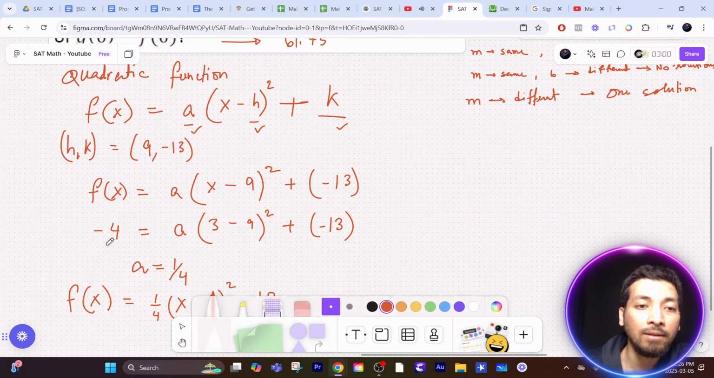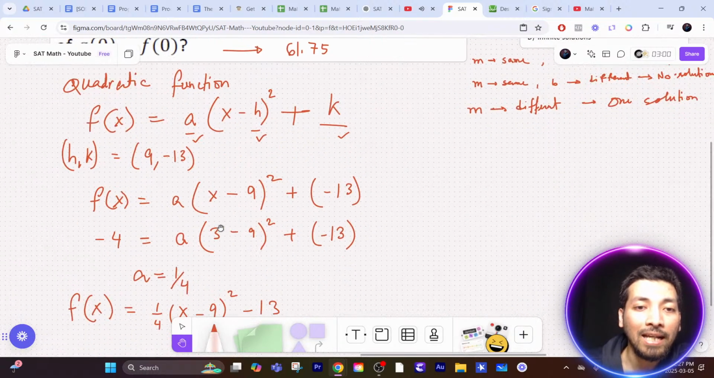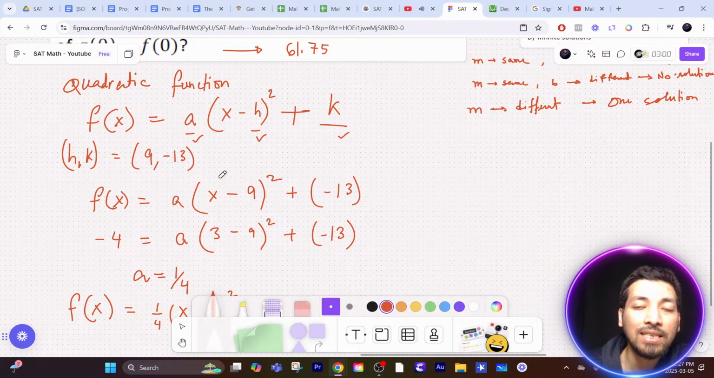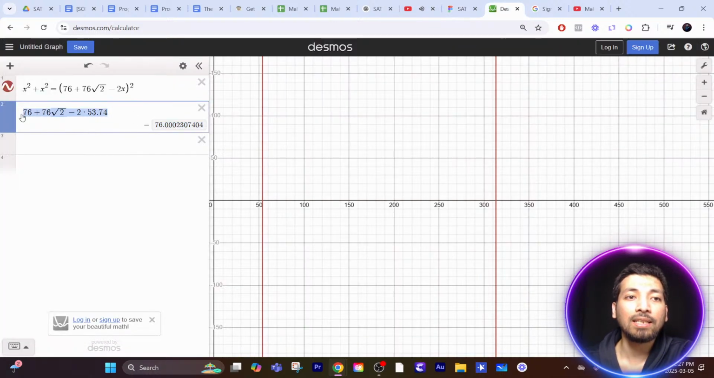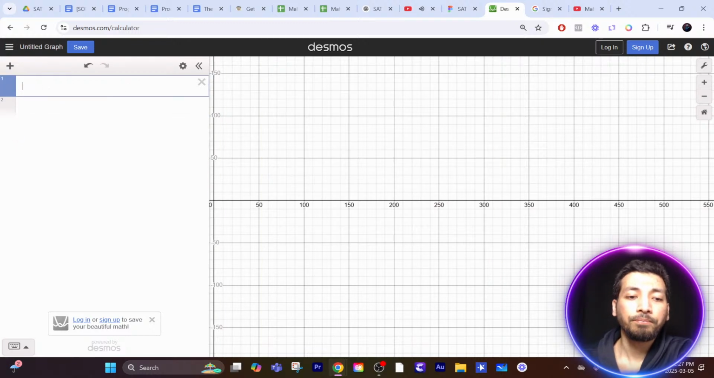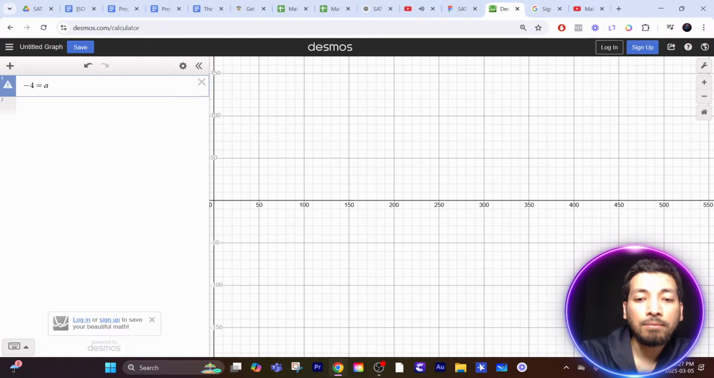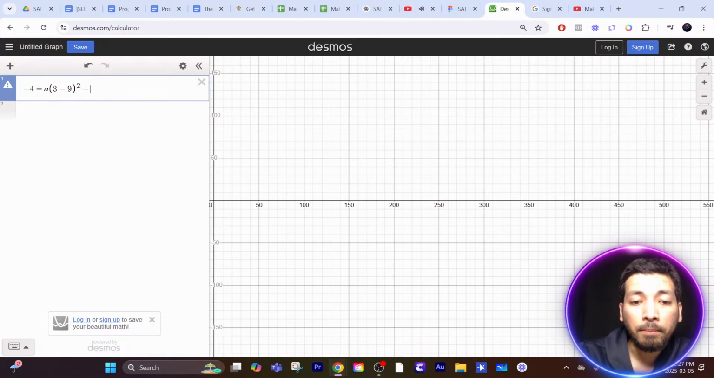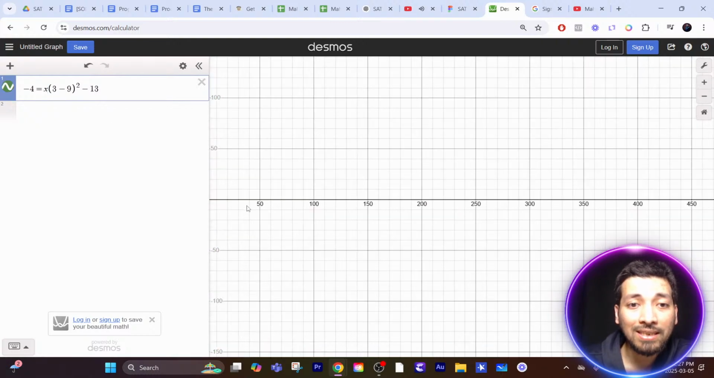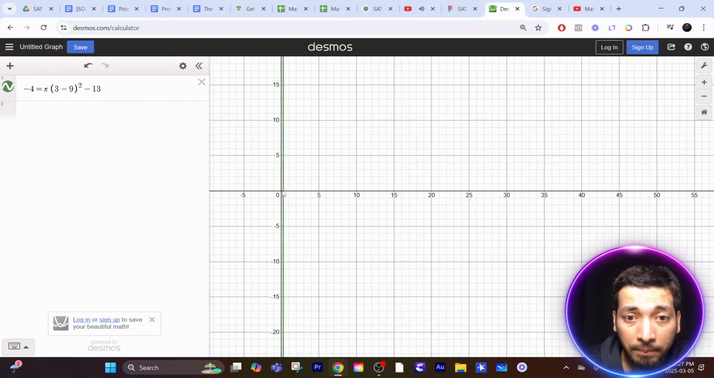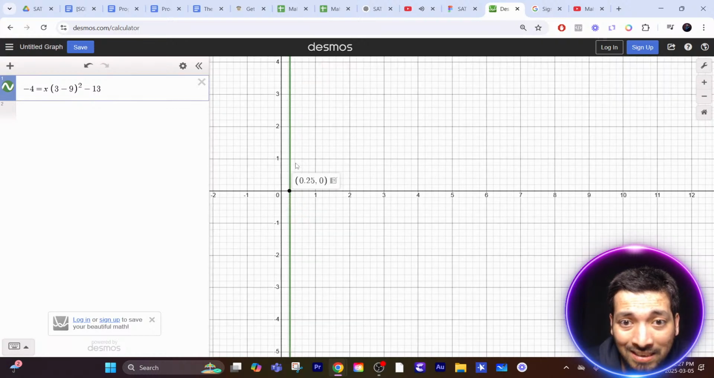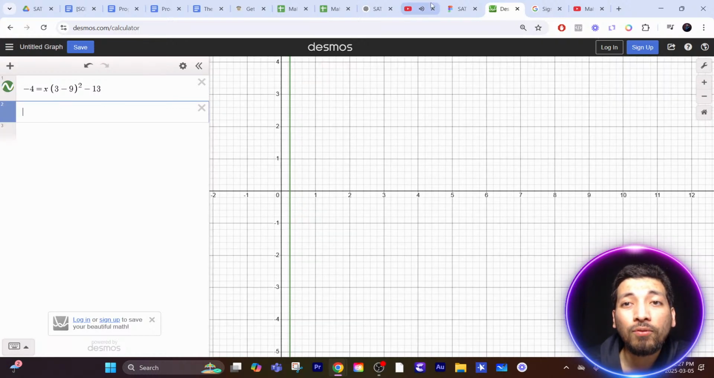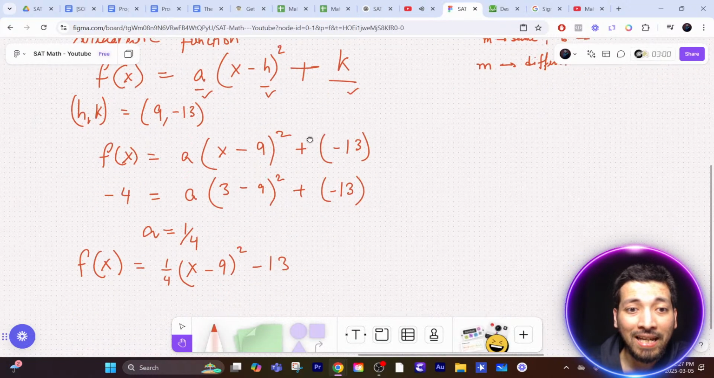So I'm just plugging negative 4 for this y and 3 for this x. I'm getting a is equal to 1 over 4. Let me just show you how you can get this in DESMOS. So we have negative 4 is equal to a times 3 minus 9 whole square minus 13. Now I just need to convert this a into x, and I'm getting 0.25, which is 1 over 4 in fraction, and that means a is 1 over 4.